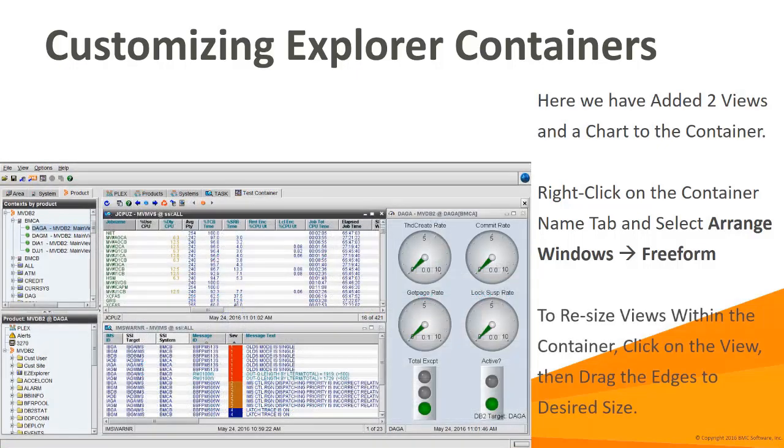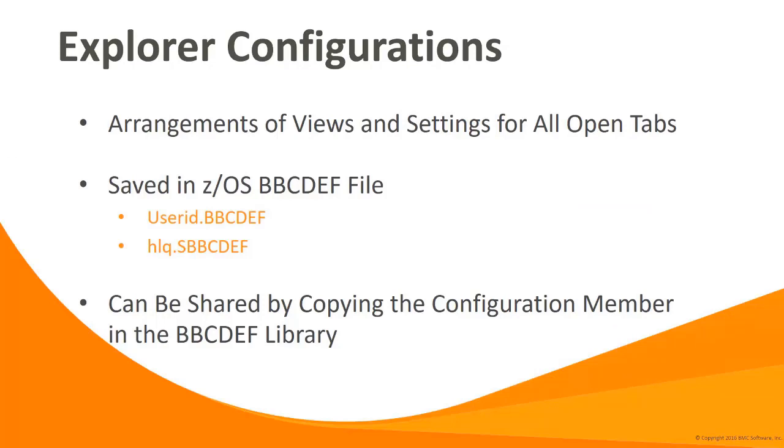Now, MainView Explorer configurations are your arrangements for all of your views and settings for all of your open tabs. Your configurations are saved in the BBC Def library, which should be in your tsoid.bbcdef. The name you give it will be the name of the PDS member in that library. And if you want to share it with somebody else, you just copy that PDS member to their library. Or if it's something you want to share with the entire organization, you can copy it to the sbbcdef library. Then everybody will have access to that configuration in their open configurations list.